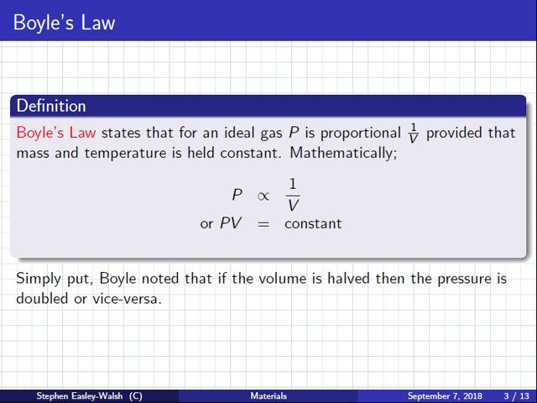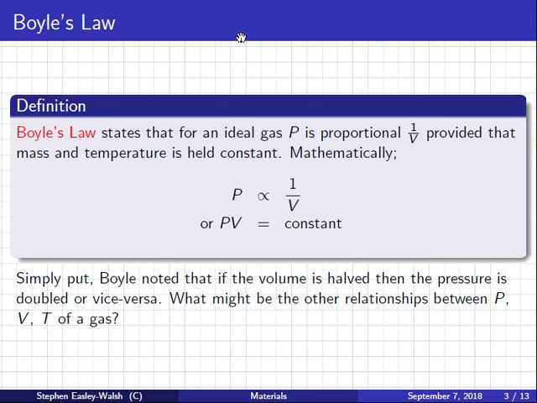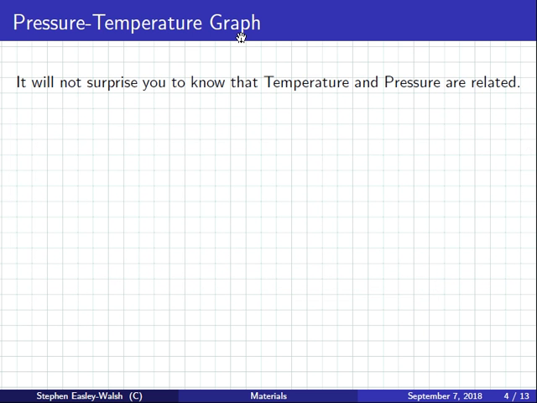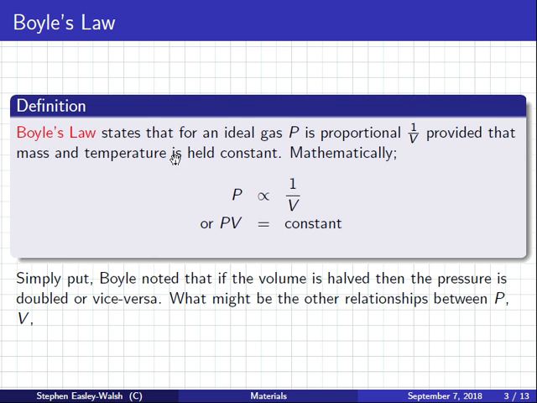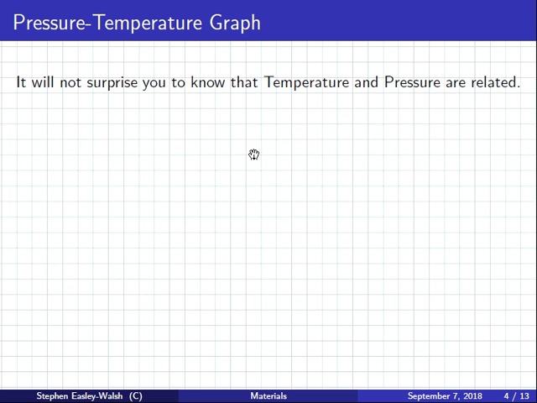Okay, so what might other formulas be for it? So, pressure temperature graphs. You won't be surprised to know that there's a relationship between temperature and pressure. Before I tell you the relationship, what do you think it might be? In the last example, Boyle said, if the P is bigger, the V is smaller. What do you think the relationship might be between temperature and pressure?